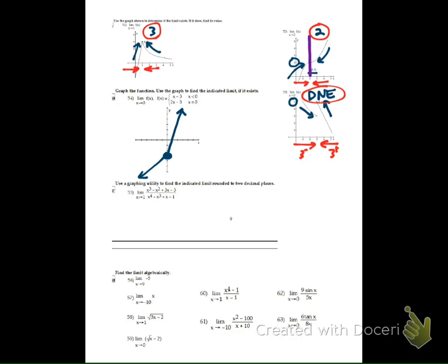And so we see that as x gets closer and closer to 0, the y values are approaching the same number, and that same number is -3. So -3 is the limit.